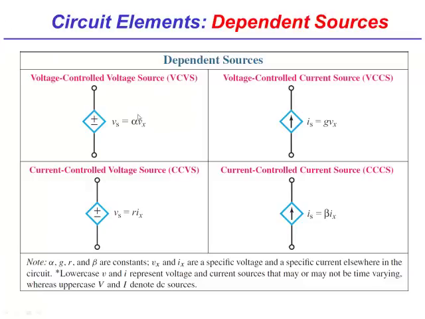Now, this top left example is a voltage source that depends on another voltage. But we've got both voltage and current, so there are 2 times 2 combinations, that's 4. I can have a current source that's defined by a voltage somewhere. That's the top right example. I could have a current source that's defined by a current somewhere. That's the bottom right example. And I could have a voltage source that's defined by a current somewhere. That's the bottom left example. And we can mix and match and make all sorts of stuff.